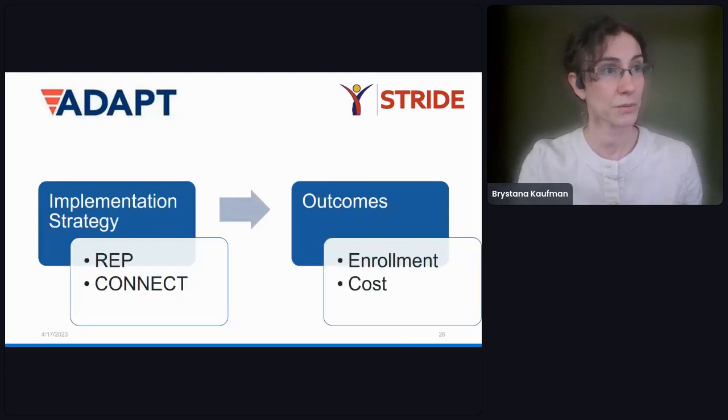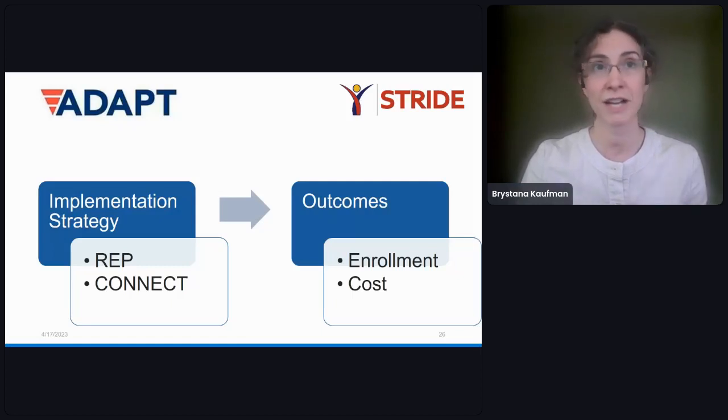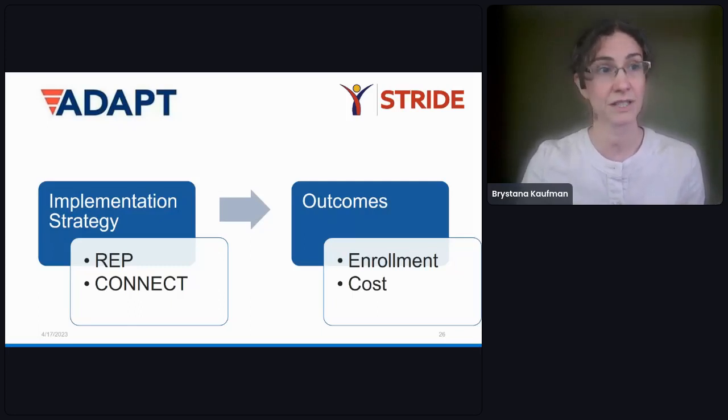So the relationships that we're looking at here are the implementation strategy of REP, or REP plus Connect, and how those 2 groups compare in terms of their cost and also their enrollment. So we knew from the original trial that there was most likely going to be a benefit to veterans of the intervention. So we're focusing this analysis on the implementation outcome of REACH, or how many people were able to access and participate in STRIDE in Connect versus REP.